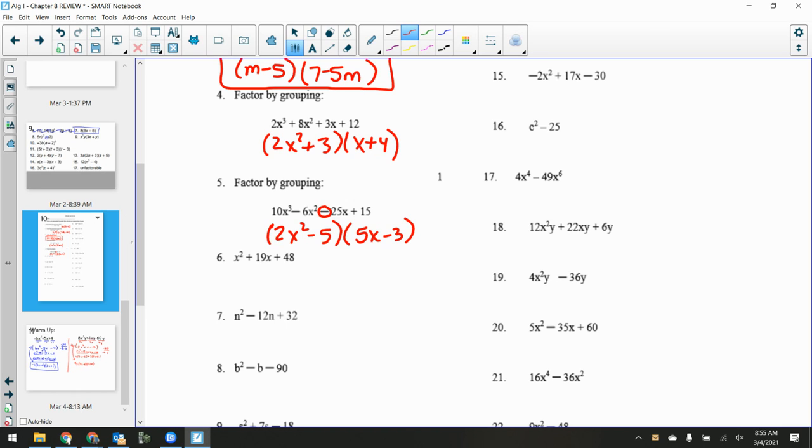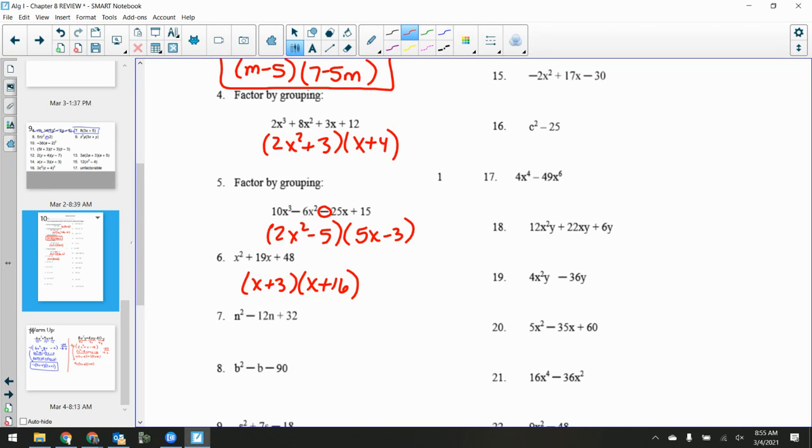I like your answer for 23. Optimus Prime. Next. Number 6, x squared plus 19x plus 48. He sees that that's an easy type. 16 and 3 make 19, but also make 48. Very good. X plus 3, x plus 16.